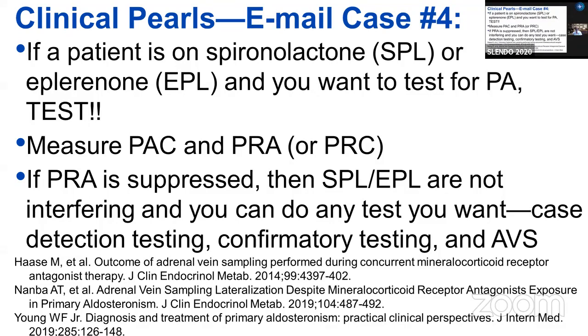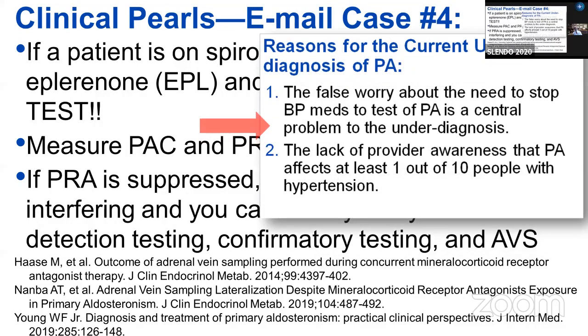In my response to that email question, I suggested starting 50 milligrams of spironolactone a day. In a patient with primary aldo, usually that's going to be a subtherapeutic dose. It will help with making blood pressure better. It will help with the hypokalemia, but it will not fully block the MR. And again, what I'm trying to hammer on here is it's this false worry about the need to stop blood pressure meds that I think is the barrier to clinicians even testing for PA, and why only 2 to 3% of the highest risk groups of people with high blood pressure are ever even tested for primary aldo.